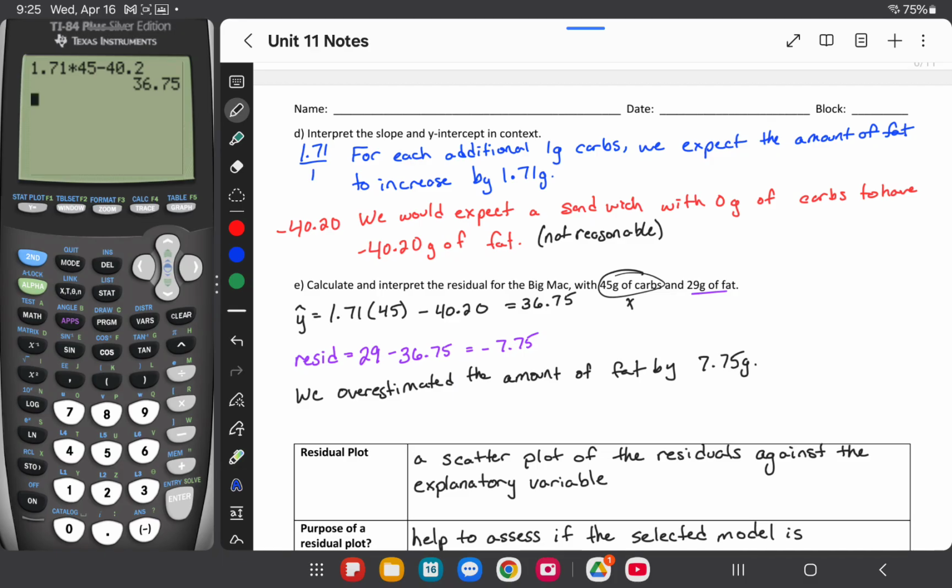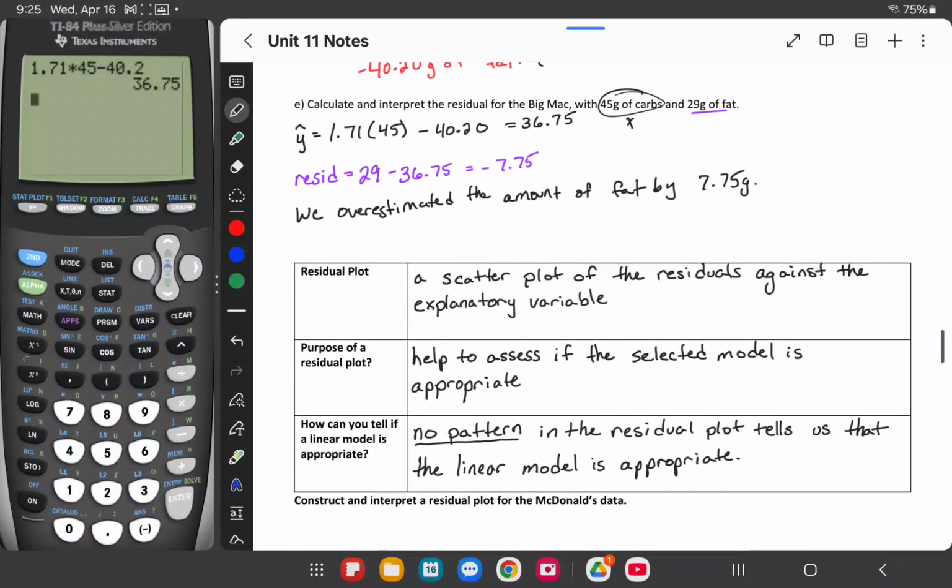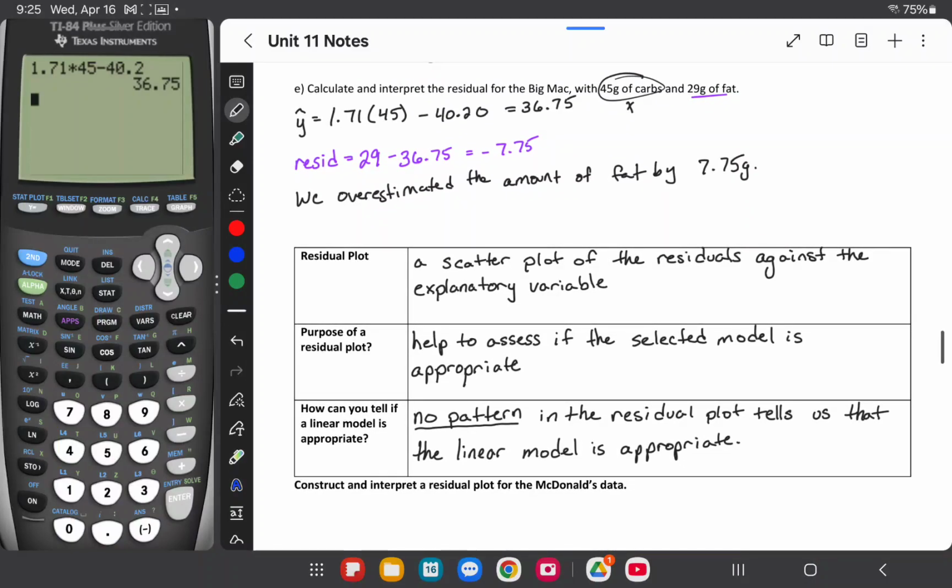Now, how do we know whether this model is appropriate or not? Let's go ahead and talk about that. A residual plot we can use to help determine whether or not our model was appropriate for our set of data. What a residual plot is, essentially, is a scatter plot that shows your residuals against the explanatory variable. In other words, the residuals in our example from up above graphed against the number of carbs in each sandwich. The purpose of a residual plot then is to determine whether or not that model is appropriate. And to do that, we need to look at whether or not there is any apparent pattern.